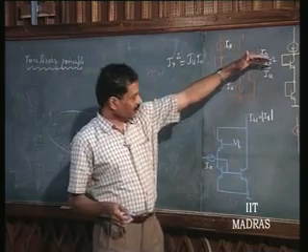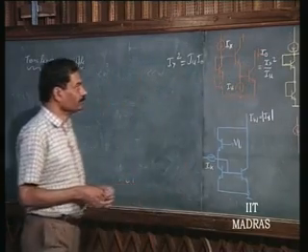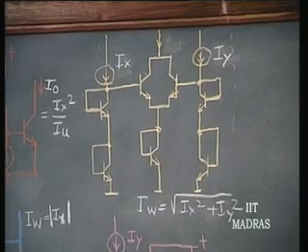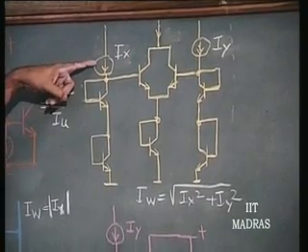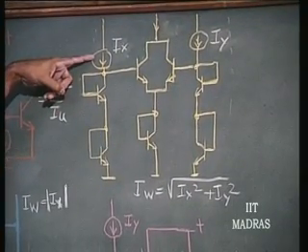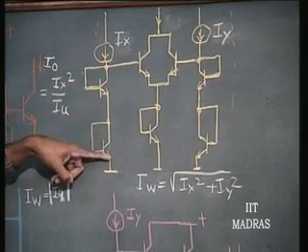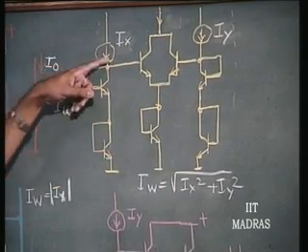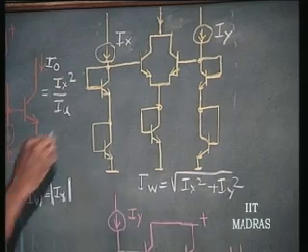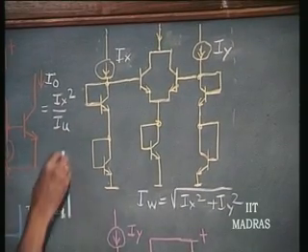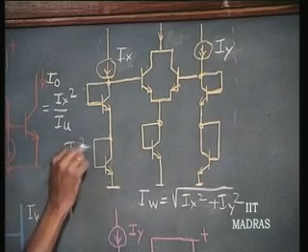Let us consider this circuit. Ix, this looks like a differential stage, but you can see Ix is going to flow through these two diodes. So, Ix squared, okay.